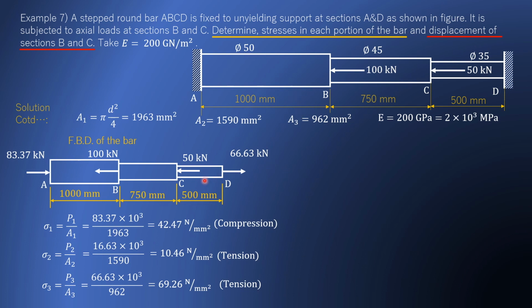Okay, now try to understand. What is the force on portion CD? It is in tension, 66.63 kilonewton. So tension in this portion means elongation of the rod, but its right end is fixed. So when this portion CD elongates, junction C moves leftwards. There must be an increase in length of this portion.